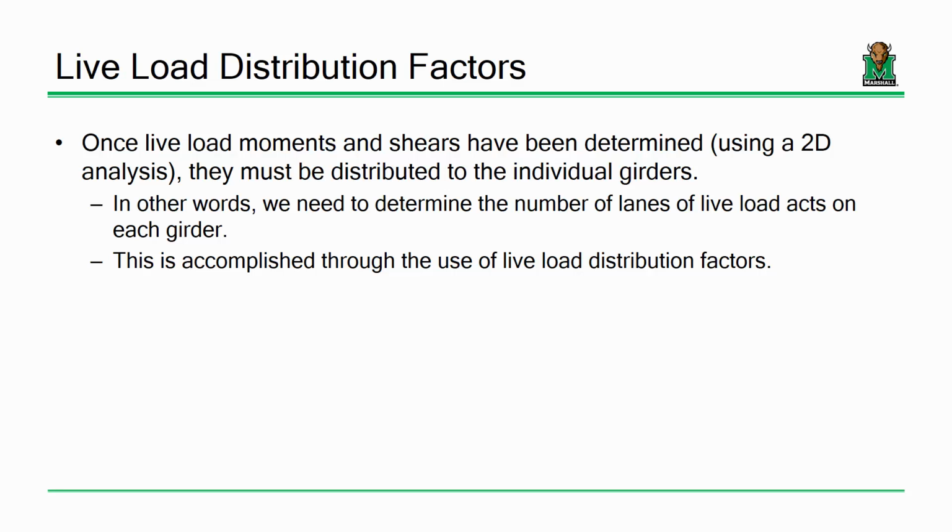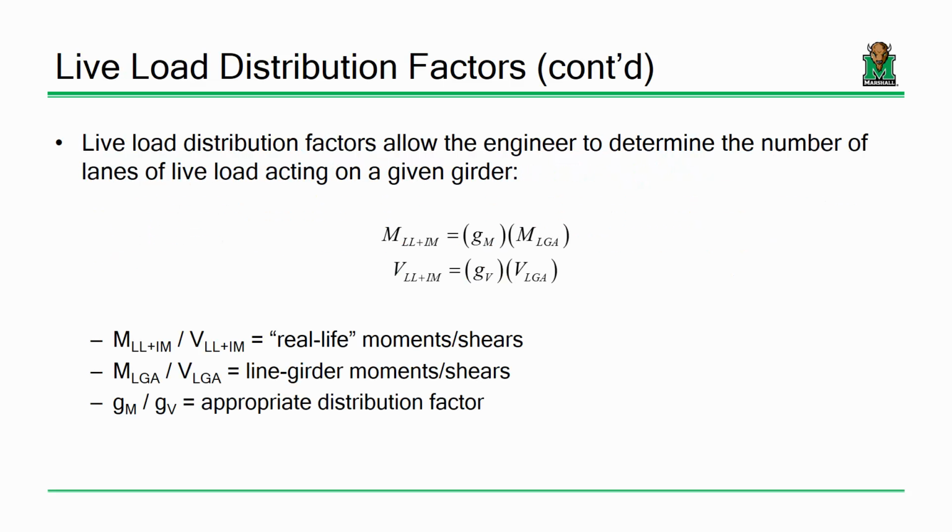In other words, what I just did was the triangle and the circle, the line, the mathematical model that we use for structural analysis. I have to then translate that into what I would call real life moments and shears. In other words, how much of that analytical model, how much of those moments and shears, are really going to the girders? And that's where live load distribution factors come into play.